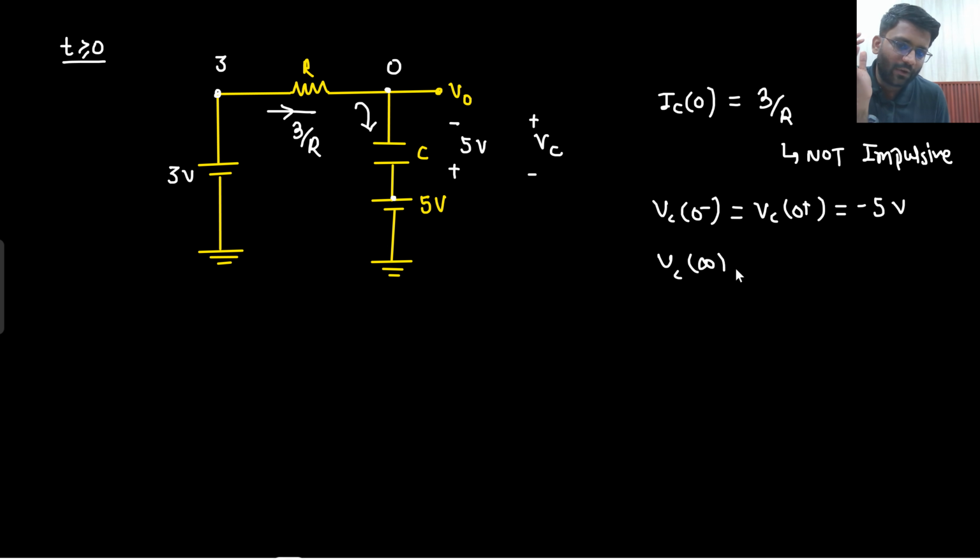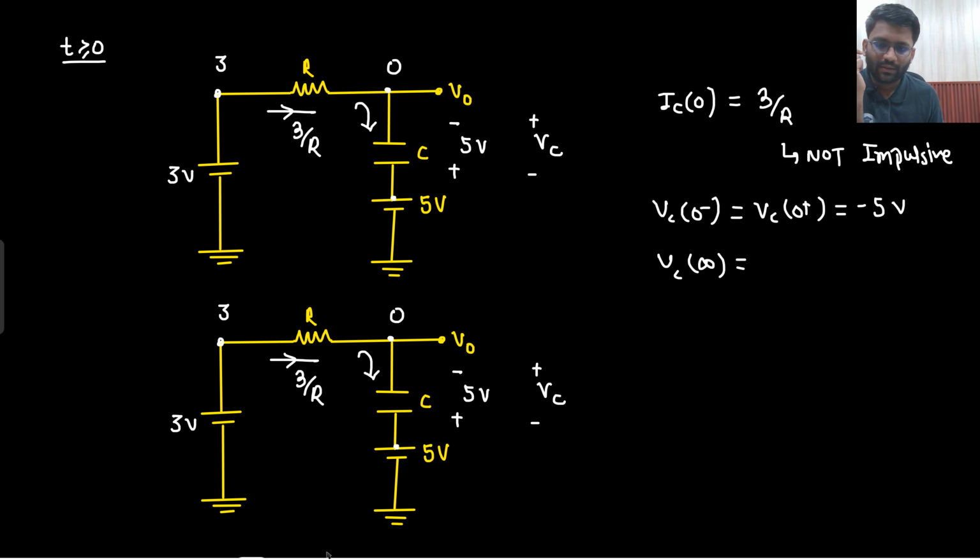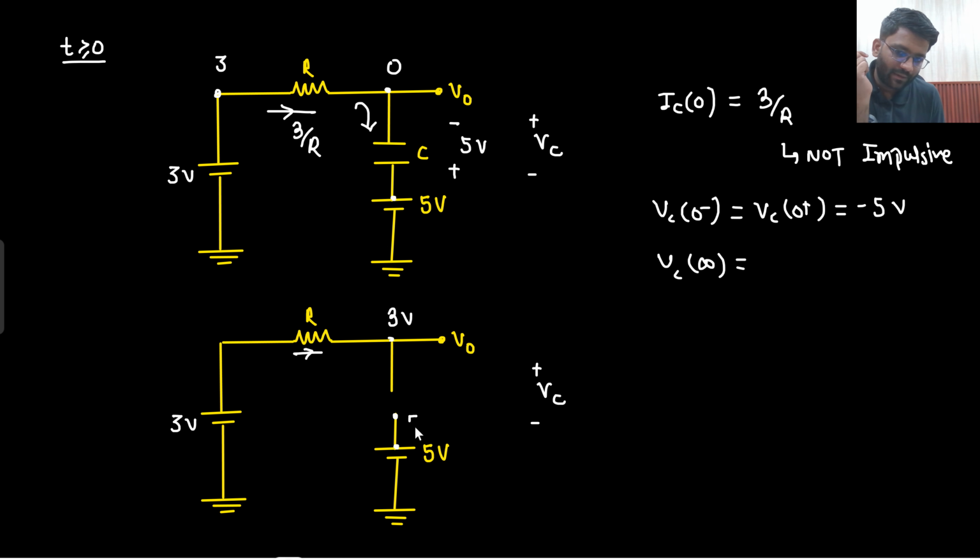Let me know what will be the value of Vc infinity. At infinity what will happen? This capacitor will become open circuit. So what will be the circuitry at infinity? The scenario at infinity is that this has become open circuit. Since this has become open circuit, here there will be 0 voltage drop. So this 3 volt will come here and 5 volt will come here. So 5 volt here, 3 volt here. That means Vc value will be nothing but minus 2 volt.